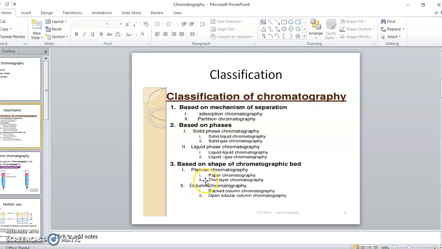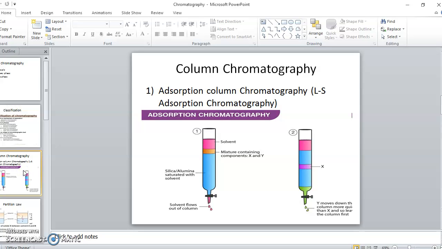Now you have column chromatography. Here the stationary phase is prepared in a column manner, a long column. That's why it is called column chromatography. Now we start with column chromatography. We can have different types of column chromatography. What do you mean by column chromatography? The stationary phase is prepared in a column manner. So you can see here, this is the stationary phase which is prepared in a column manner. That's why it is called column chromatography.